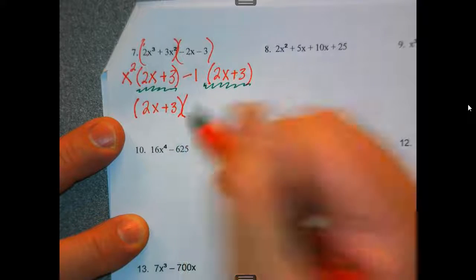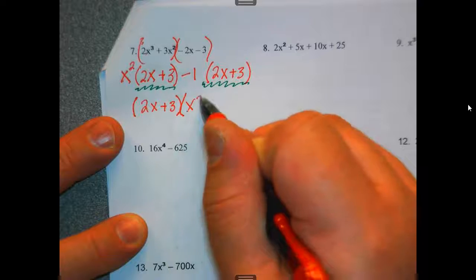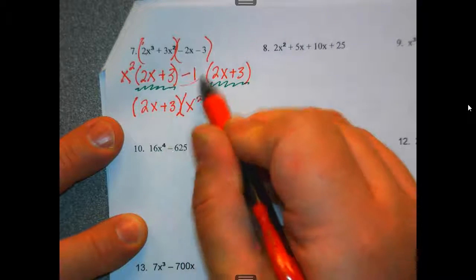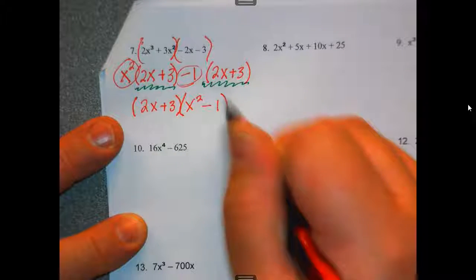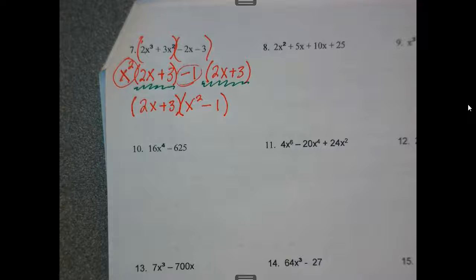And my second quantity, x squared minus 1. Now, can I go any further? Are you sure? Are you sure, kids? No way.